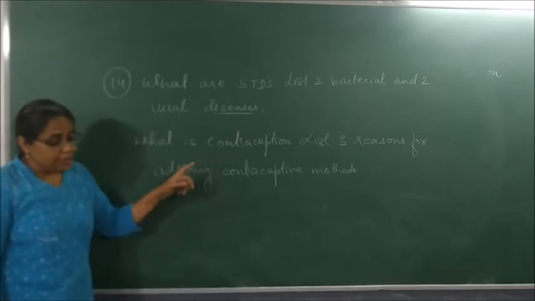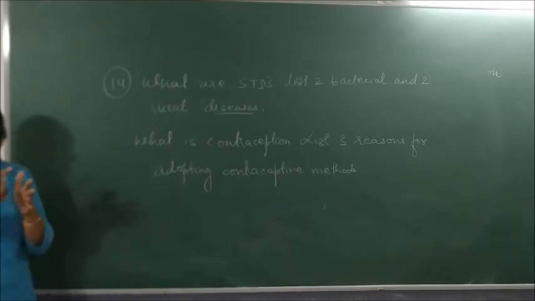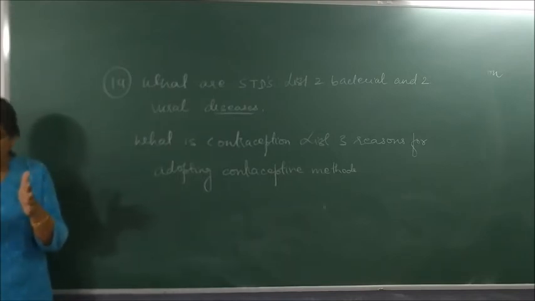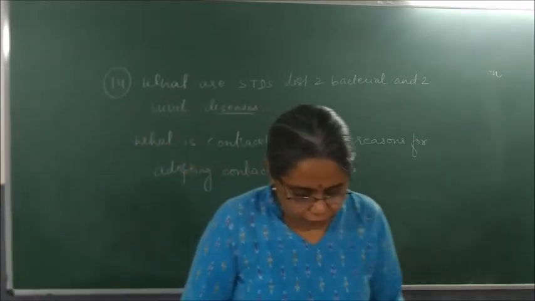So, list 3 reasons. First, to reduce the size of the family so that the standard of living is maintained. Second, to get rid of unwanted pregnancies. Third, to prevent sexually transmitted diseases. Any one of them should be fine. Okay? So this is the next question. Now we'll go to physics.